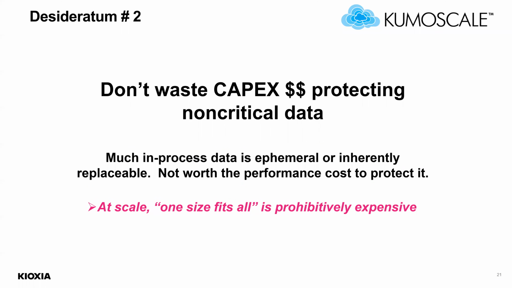The second desideratum for choosing a storage system, or choosing the data protection mechanism underlying a storage system, is don't waste money protecting data that isn't critical, that isn't the primary copy. If you look at the data in use in a data center, actually a relatively small fraction of it is the primary copy. There's a great deal of analytics data, the data lake sort of thing.